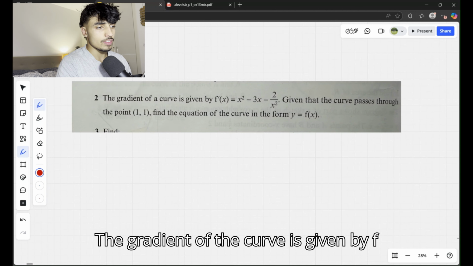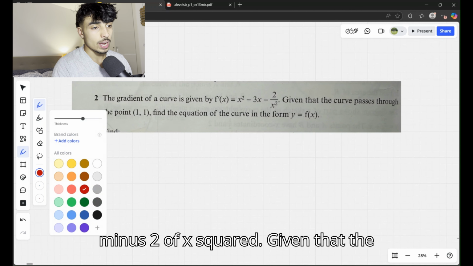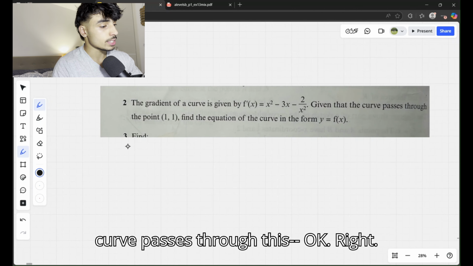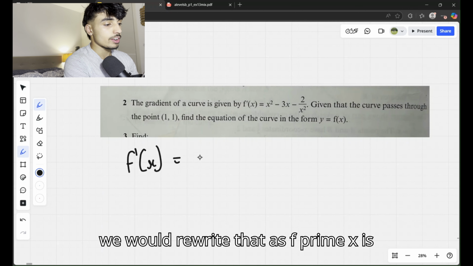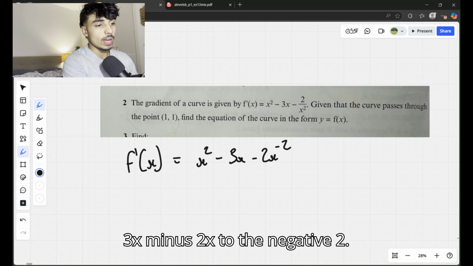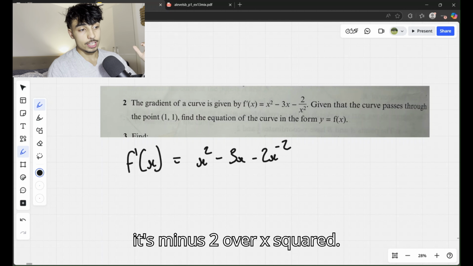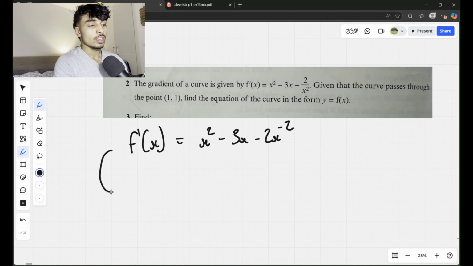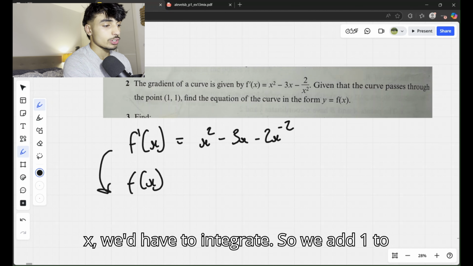The gradient of a curve is given by f prime x is equal to x squared minus 3x minus 2 over x squared. Given that the curve passes through this, okay. So if we've been given f prime x as that, we rewrite it as f prime x is equal to x squared minus 3x minus 2x to the negative 2, because obviously you can write that as minus 2 over x squared. Now, if we wanted to make this into f of x, we'd have to integrate.